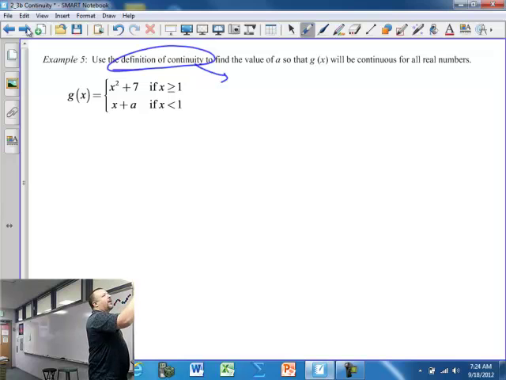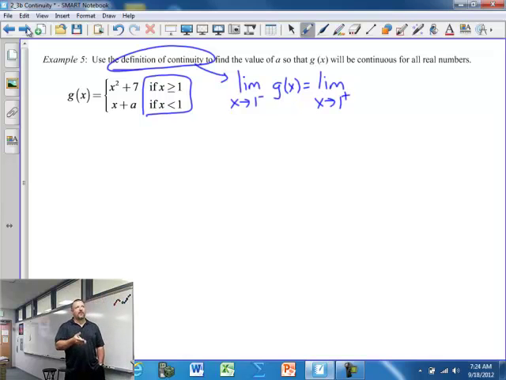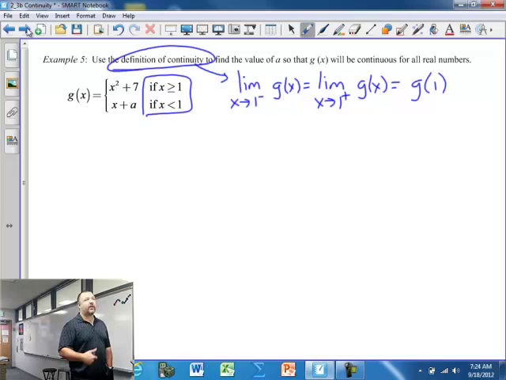If I'm breaking this apart at x equals 1, we're going to say the limit as x approaches 1 from the left of g of x has to equal the limit as x approaches 1 from the right of g of x, and it has to equal g of 1. Okay? Same idea as last time, except this time the question is not, is it continuous? The question is, make it continuous. Maybe that's not a question, but who cares? All right, what do we do?